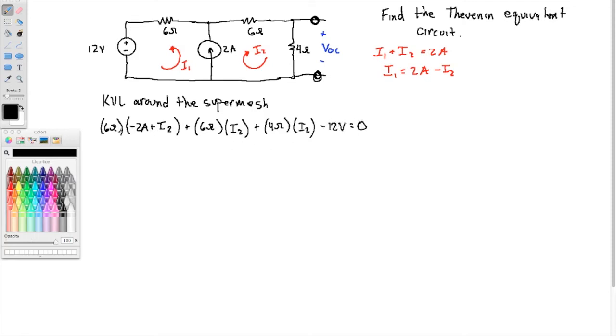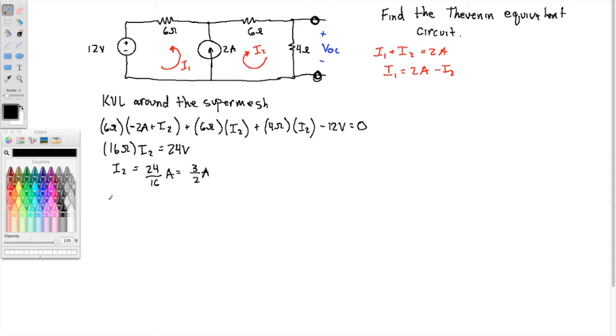Okay, so if I combine like terms, I've got 6, 6, and 4, so that's 16 ohms I2. And the constant term, I have a minus 12 volts and a minus 12 volts. So add that to the other side, gives me 24 volts. So it looks like I2 is going to be 24 over 16 amps. And there's an 8 there. That's 3 halves. 3 halves amps.